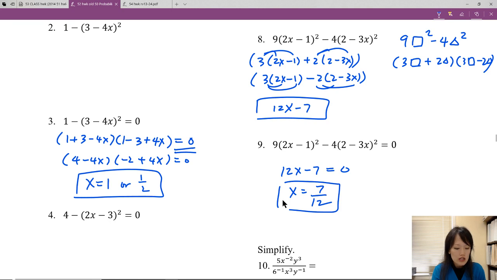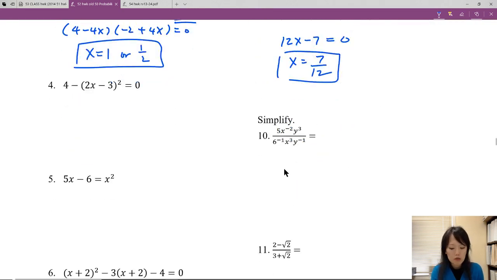Okay, next one, simplification, number 10 and number 11. Here, when you do division, what do you do to the exponents? Exponents are what? Subtract. So you subtract the exponents, you could see it'll be what? This 6 to the negative 1 means 1 over 6. So what's 5 over 1 over 6? So clearly that's 5 times 6. So 30 on the numerator.